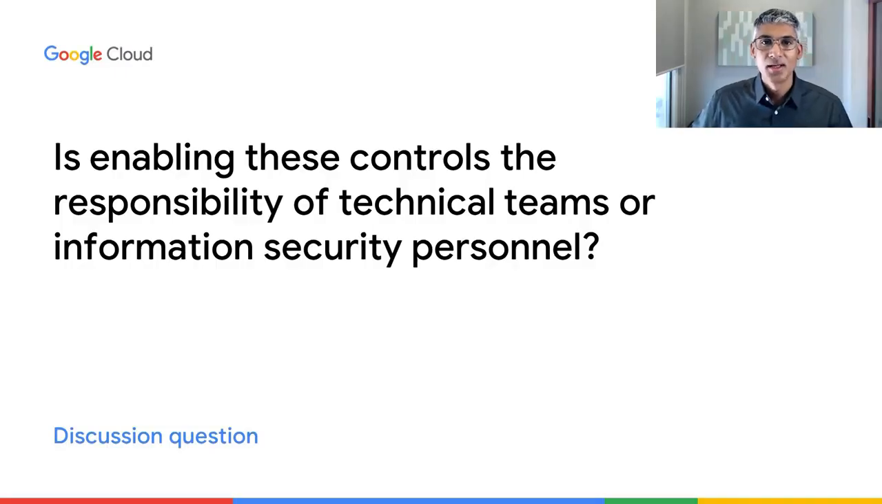All right, we'll probably take one last question. Is enabling these controls the responsibility of technical teams or information security personnel? Now, it's likely going to be a bit of both in practice. There's going to be maybe different technical teams within an organization based on what the organization deals with. Different teams will be involved in evaluating how data is stored, where it needs to be stored, how it's classified, and what data needs to be protected. These teams will need to interface with InfoSec to make sure that these controls are actually in place.